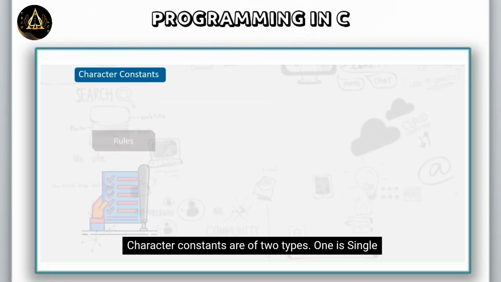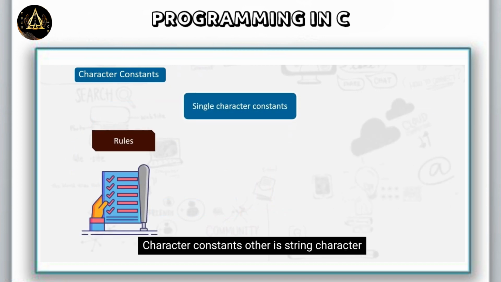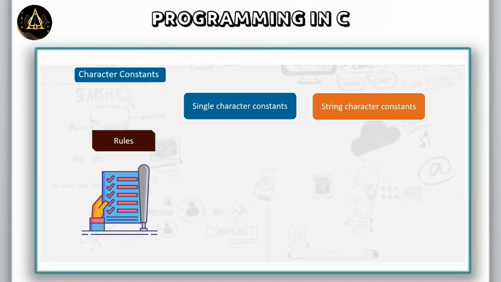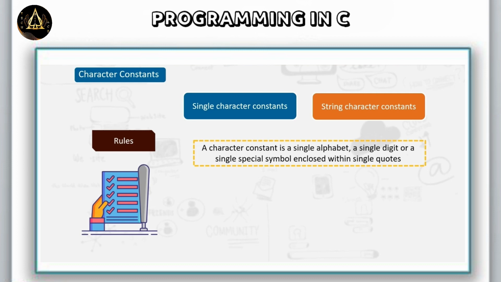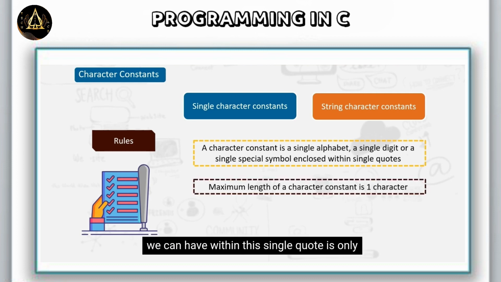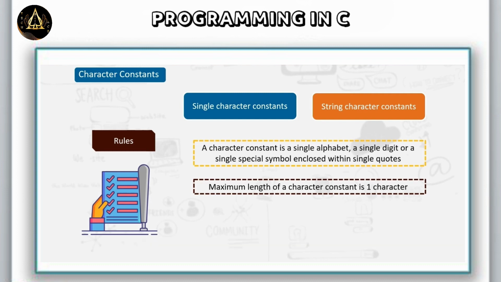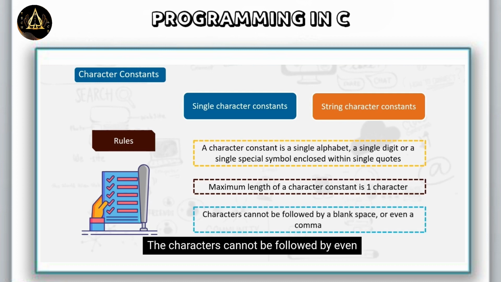Character constants are of two types. One is single character constants, the other is string character constants. In single character constants, a constant can be a single alphabet, a single digit, or a special symbol, which is enclosed within single inverted commas or single quotes as we call. The maximum length of the character that we can have within this single quote is only 1. The character cannot be followed by even a blank space or a comma, because even a comma and a blank space are also considered characters.